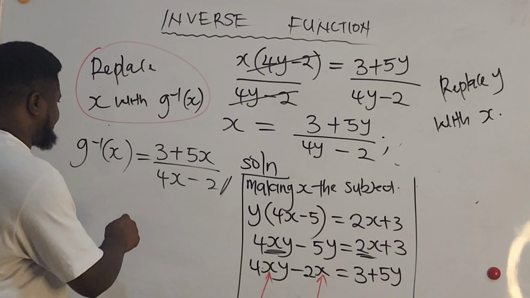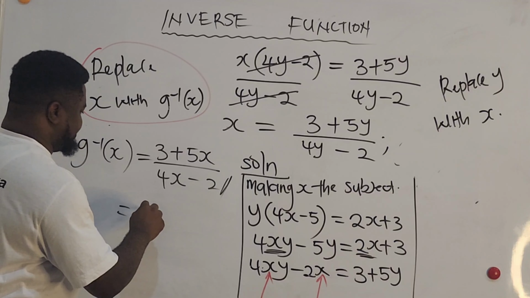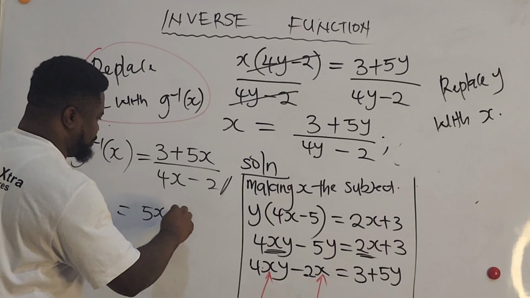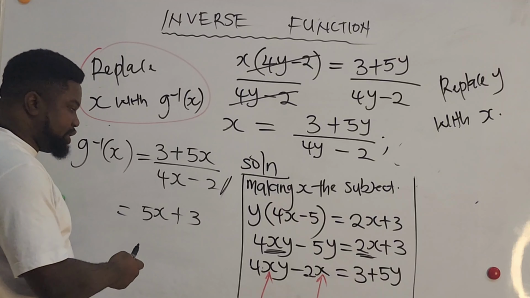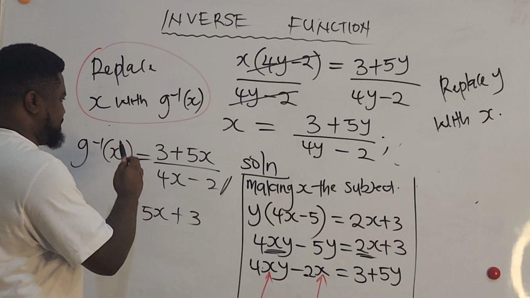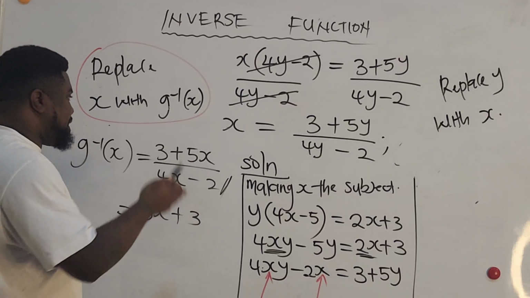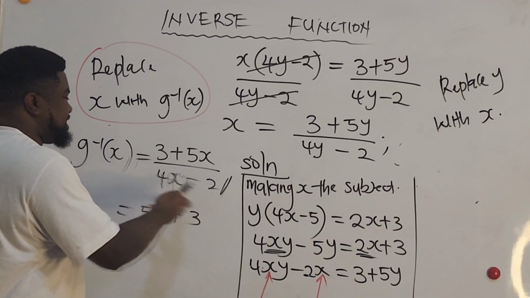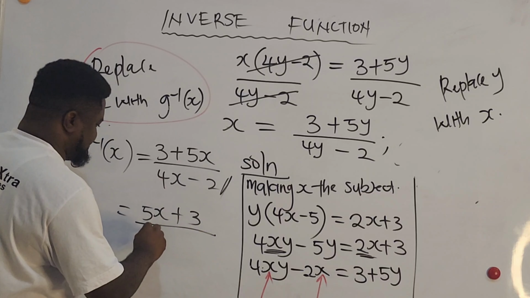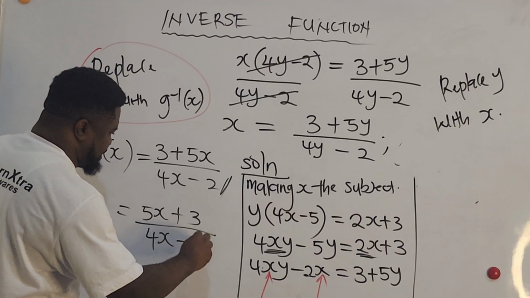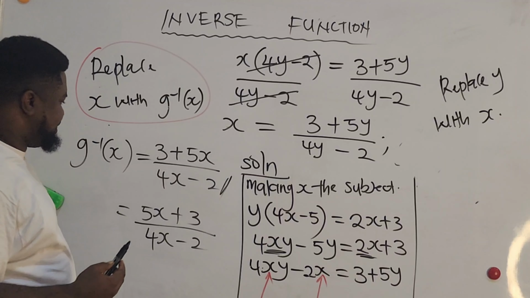You can also write it to be 5x plus 3. You know, addition is commutative. So 3 plus 5x or 5x plus 3, it's the same thing, over 4x minus 2. It still goes like this.